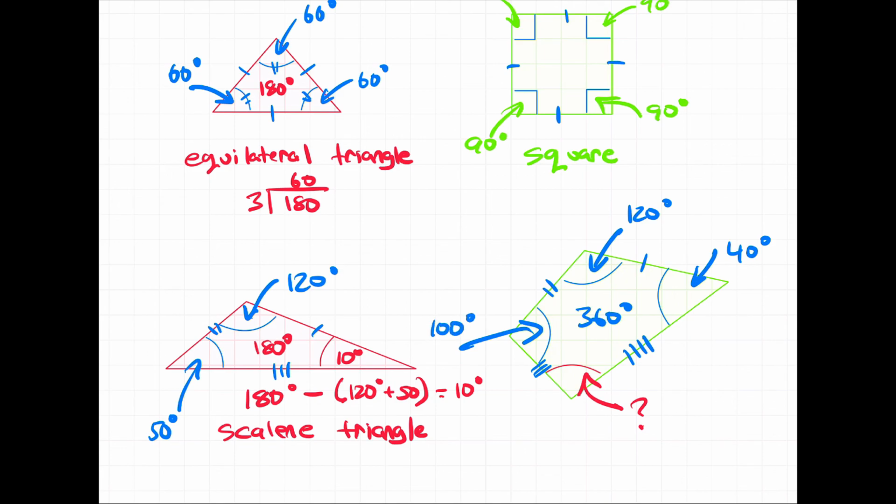So all I have to do now is take 360 minus 120 degrees minus 100 degrees minus 40 degrees. 360 minus 120 is going to be 240 degrees, minus the 100 degrees is going to be 140 degrees, and then minus the last 40 degrees is going to give me 100 degrees. So in this case, the unknown angle would be 100 degrees.